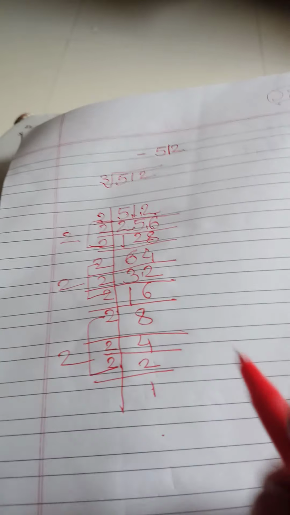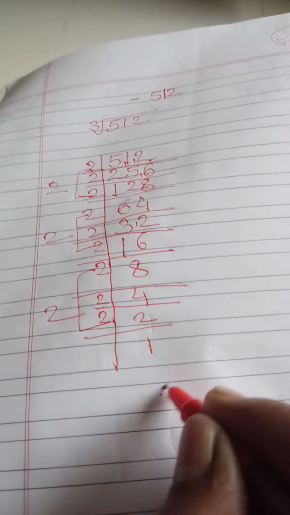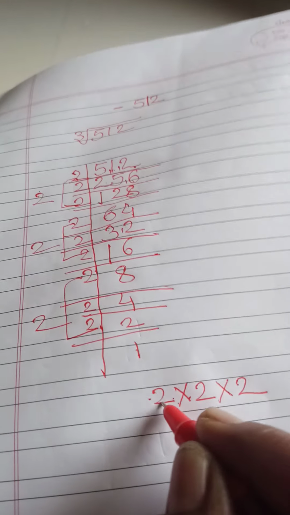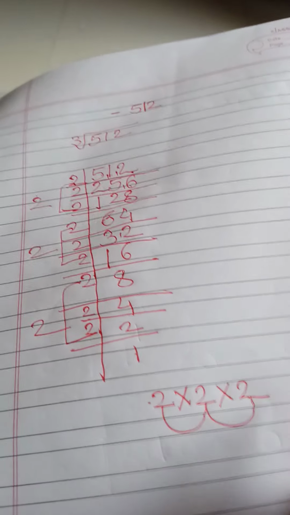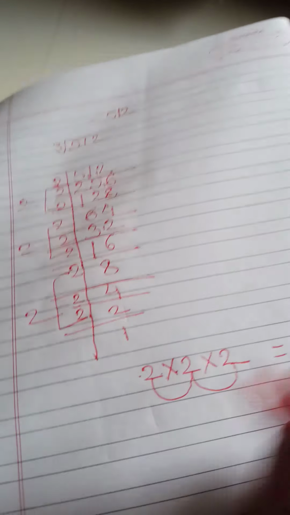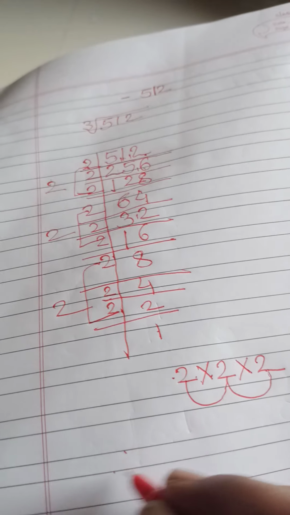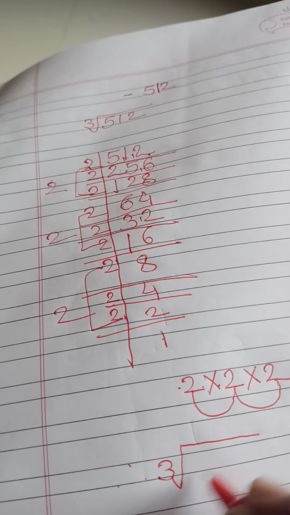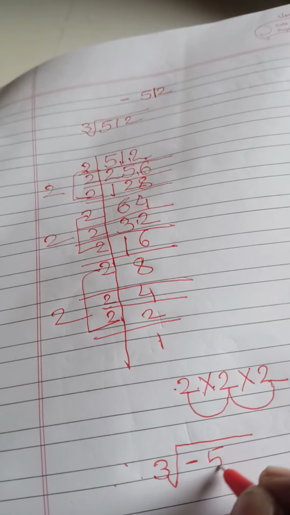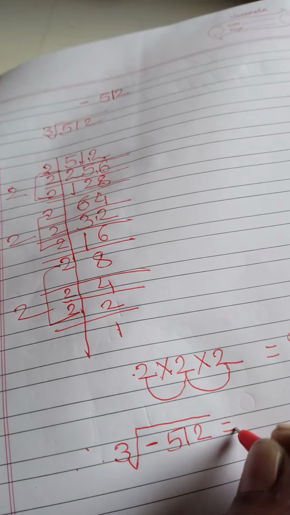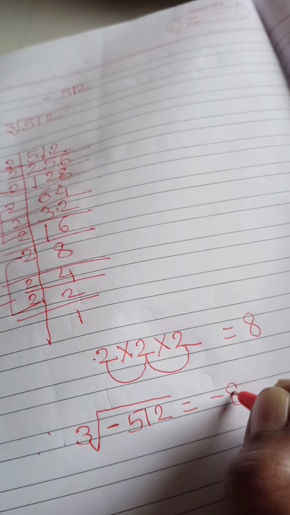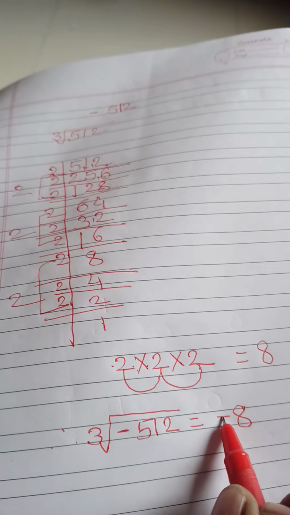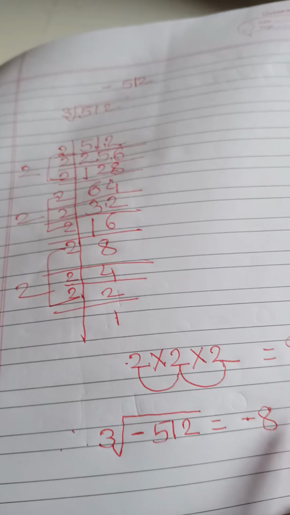Finally I'll take the multiplication of these numbers. So I'll have 2 multiplied by 2 multiplied by 2. 2 2s are 4, 4 2s are 8. So finally the answer: taking the negative sign, cube root of minus 512 is equal to minus 8. As the cube is an odd number, you'll have your minus sign only. So you'll have this answer.